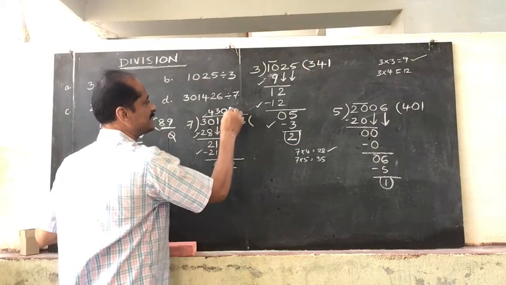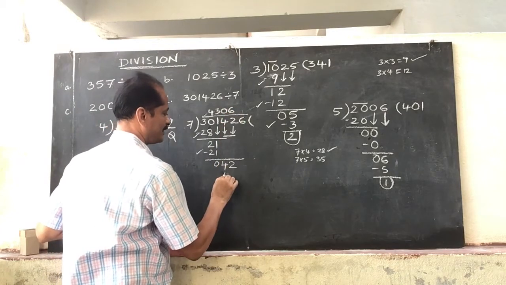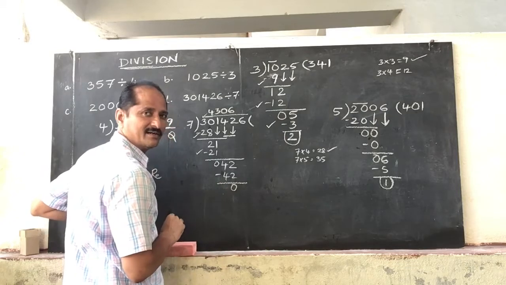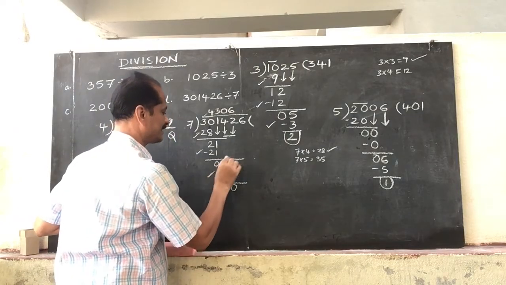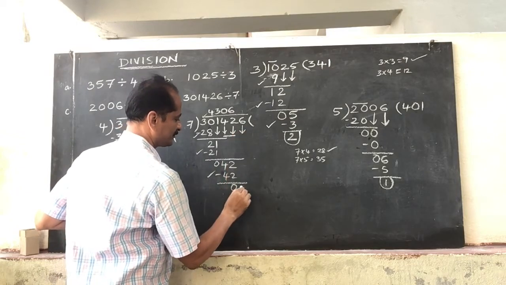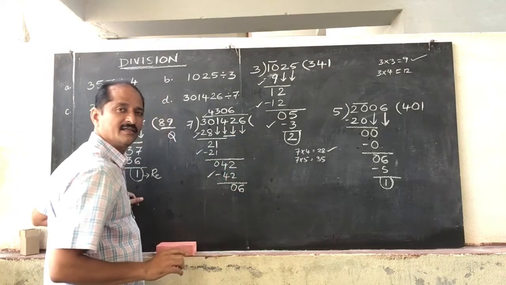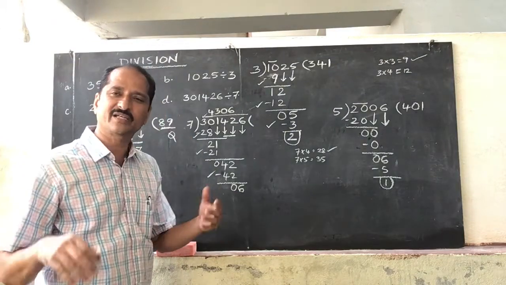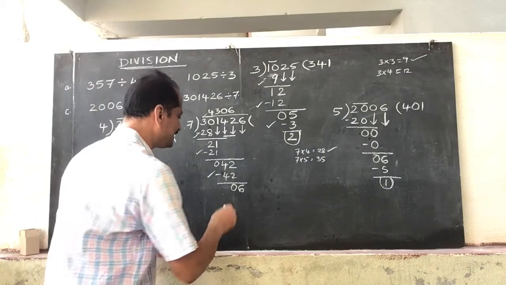Now 7 6s are 42. Now 42 minus 42, 0. Remainder is 0. Yes, this is also correct. 0 is less than 7. Then bring down 6. Now it became 6. Now can we divide 6 with 7? We can't divide 6 with 7. So we can say this is the remainder.